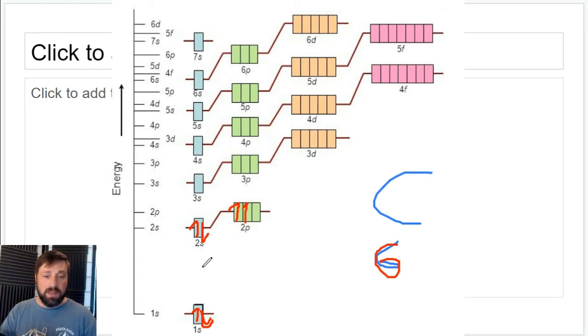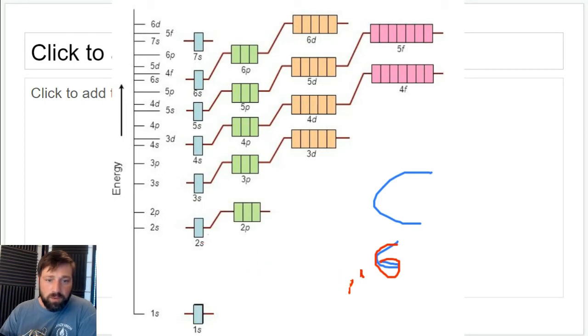So here we can say that this electron configuration is 1s2 because there's 2 electrons in the 1s room, the 1s orbital, 2s2 because there's 2 electrons in the 2s orbital, and then 2p2 because there's 2 electrons in the 2p block.